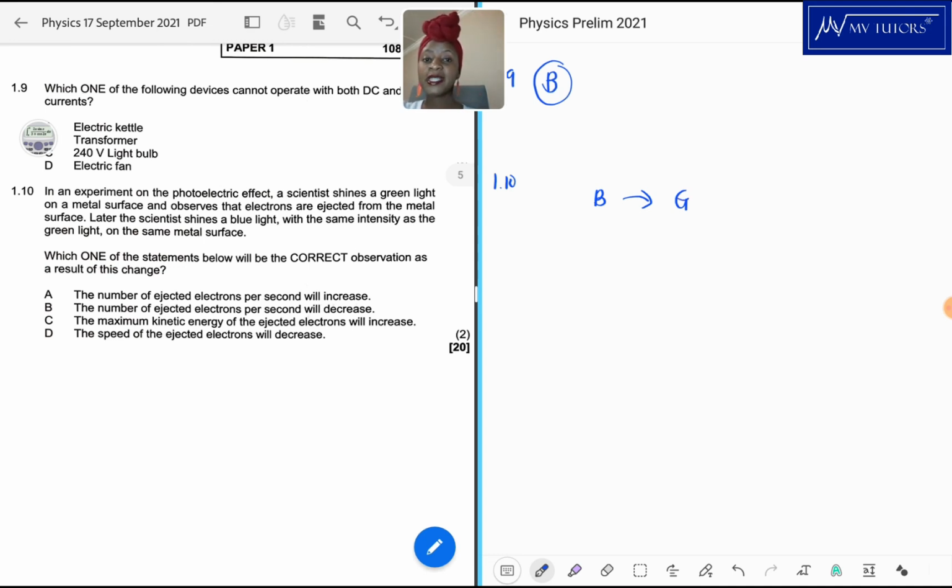So what's the difference between intensity and frequency? Basically, frequency gives the electrons energy. So the higher the frequency, the higher the energy.